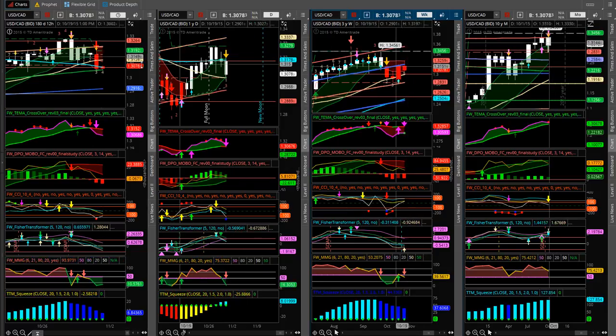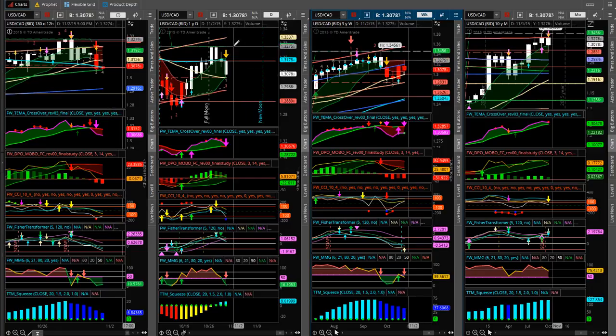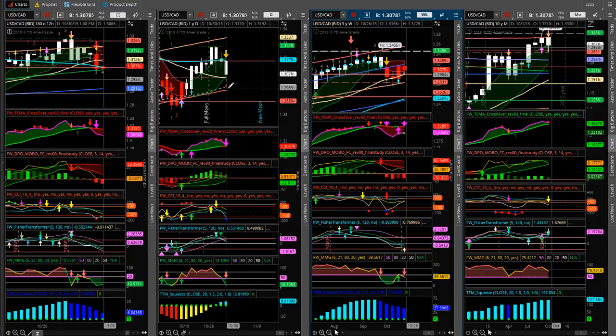So that's the game plan for the CAD, to see what it's going to do this week in regards to these levels. So it's going to go up, do a little bear trap and continue going higher, but you've got to watch these certain levels to see what's going to take out.